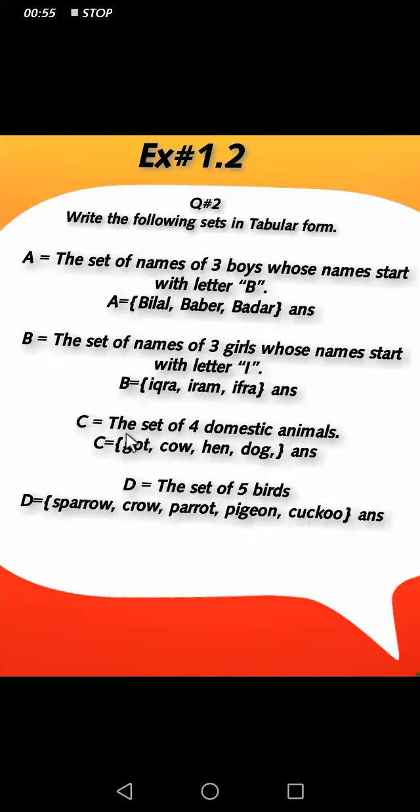C part of the question is the set of four domestic animals. So its tabular form is C equals to goat, cow, hen, dogs. D part of the question is the set of five birds. So its tabular form will be D equals to sparrow, crow, parrot, pigeon, cuckoo.